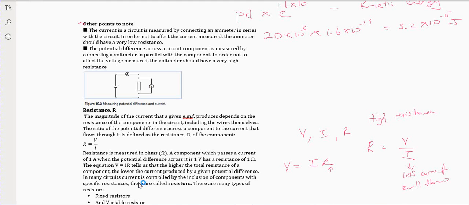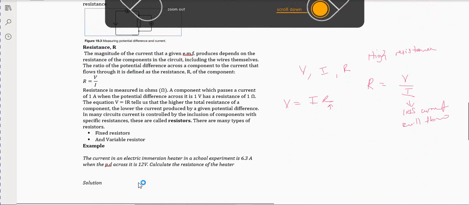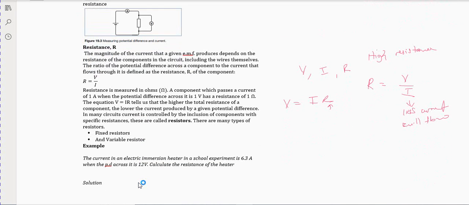And if less current flows, it will be much more difficult for that thing to conduct. So we can say there is less conduction taking place.